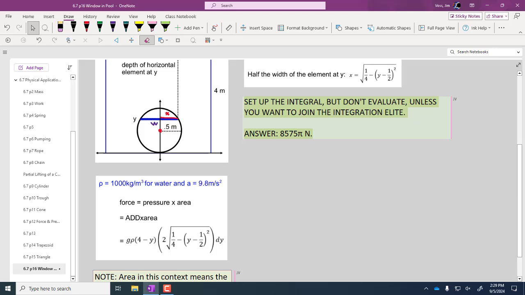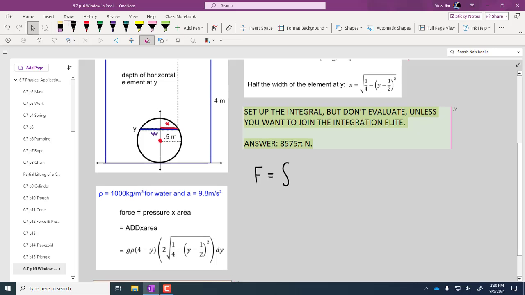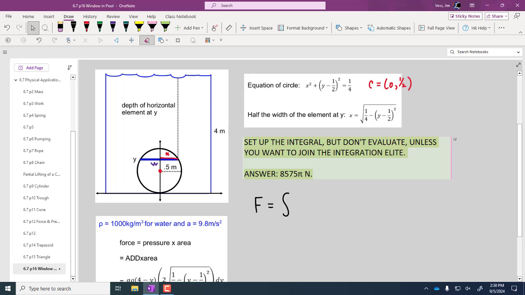So let's go ahead and do it right here. Force will be the integral from where to where, do you think? 0 to 1. We're looking at just the force on this little window. The diameter of the circle is 1. So we're going to have force at each of these cross-sectional strips from 0 up to 1. Does that make sense? So 0 to 1.